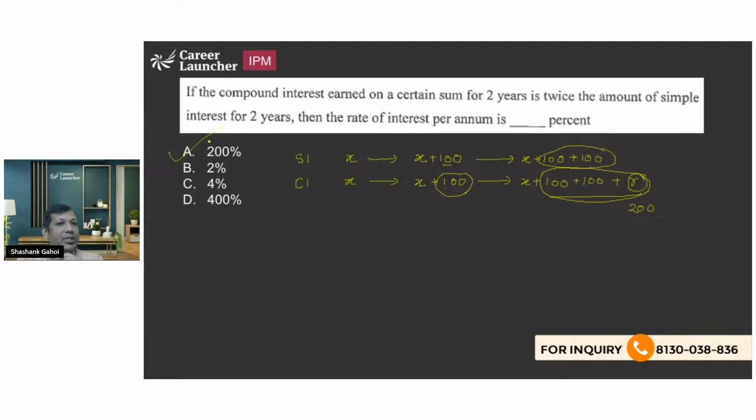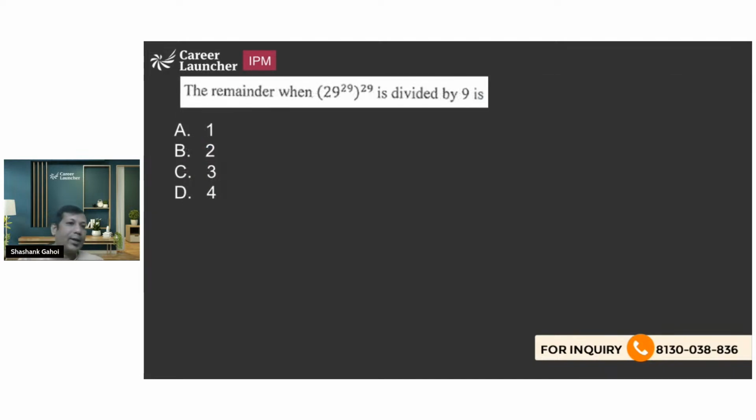So इसलिए हमेशा ये बात ध्यान रखिए, आपको रिलेशन किस में दिया हुआ है. आपको सिंपल इंटरेस्ट और कंपाउंड इंटरेस्ट में रिलेशन दिया हुआ है, इसलिए इंटरेस्ट अज्यूम किया है, प्रिंसिपल अज्यूम नहीं किया. आई होप आई एम क्लियर ऑन दिस. चलिए अगला क्वेश्चन आते हैं.